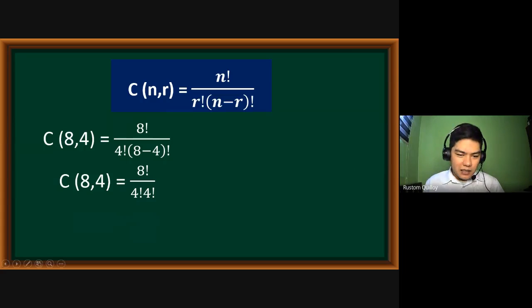By the way, kasi baka isipin nyo, pwedeng pag-multiply yung 4 factorial times 4 factorial. Hindi po ha. Hindi. Okay, we have 8 factorial over 4 factorial times 4 factorial. So hanggang saan na lang natin i-expand yung 8?